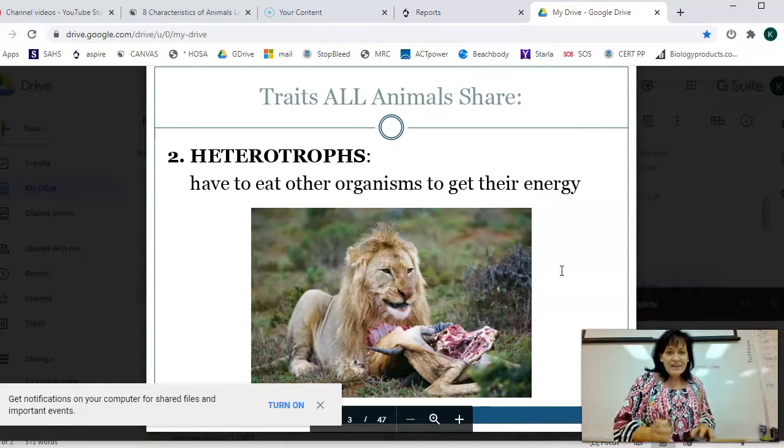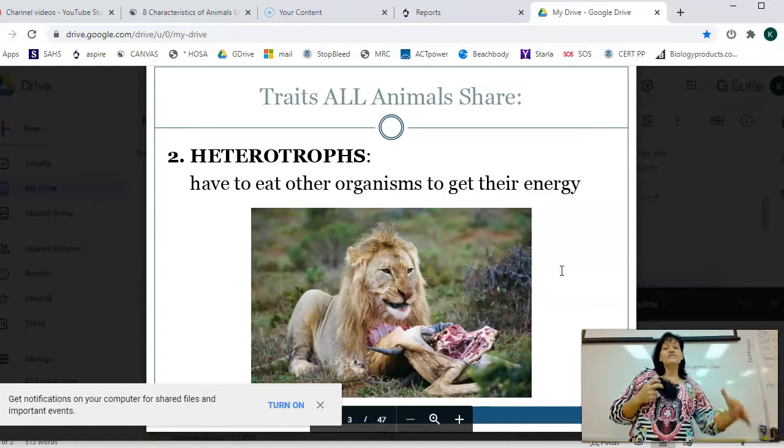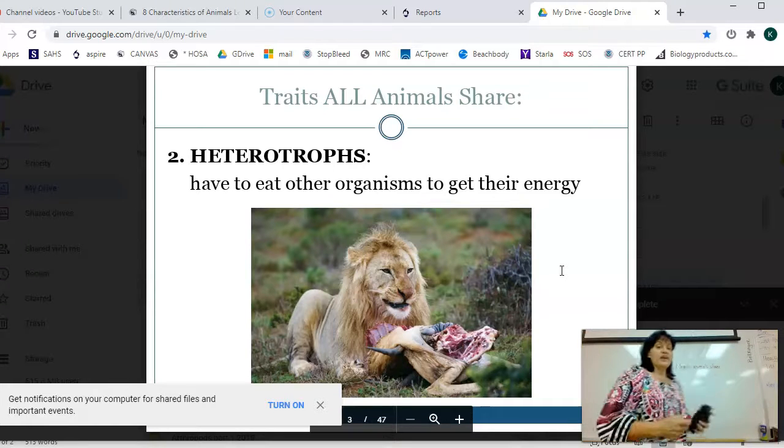So next is heterotrophs. All animals have to get their energy from another source, okay? Plants are autotrophs. They get their energy from the sun, and then they can just make that energy straight from the sun, okay? But a heterotroph has to eat other organisms or other living things to get their energy. So we eat plants or animals to get our energy, okay?